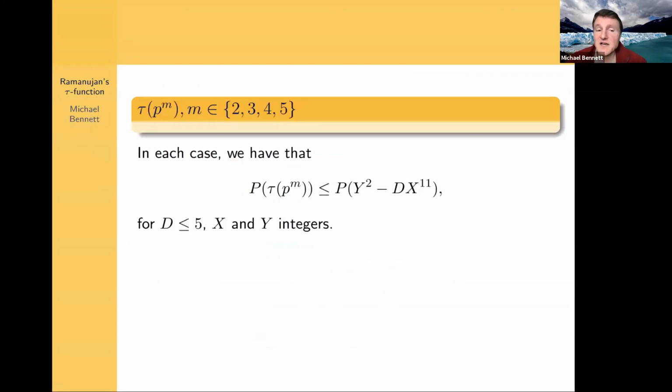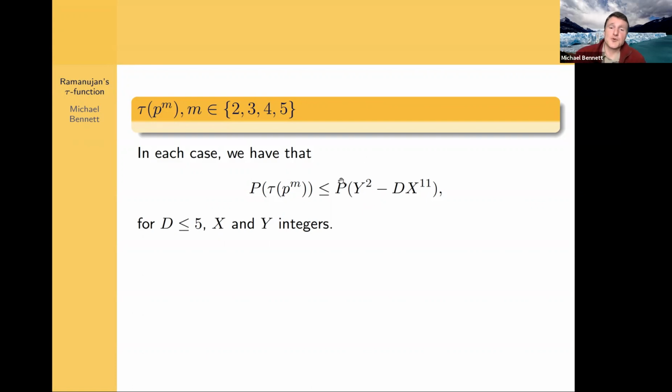So in each case, we get for some x and y, where the y's in the first couple of cases are like tau of p, and the x's are p, but in the last case they're a little bit different. But in each case, if we're assuming that tau of p to the m has its prime divisors fixed, then the same is true... Do I mean this the other way around? I think I mean this inequality the other way around. Then the point is that the greatest prime divisors of y squared minus d x to the 11 are also bounded. So this inequality is backwards. And it's really for d being one of 1, 2, or 5.